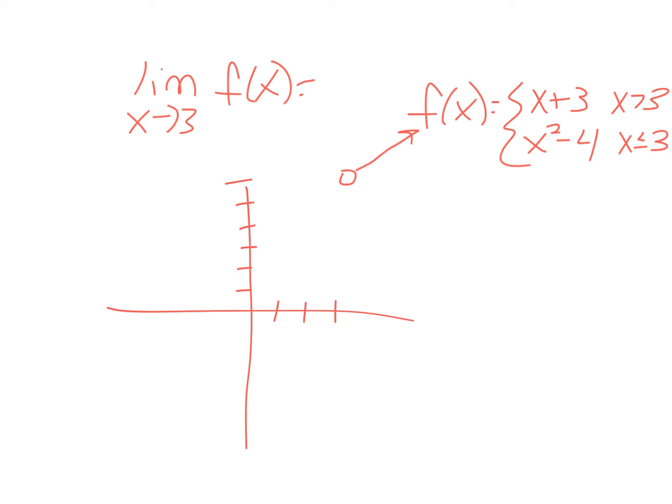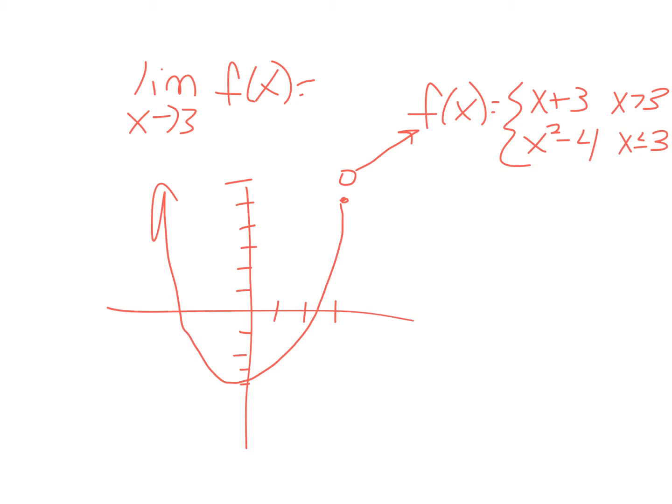And then for x squared minus 4, the original graph of x squared minus 4 would look something like this, right? But we're only doing it from 3 over. So at 3, the output's 5, and then it's going to keep coming down, looking like that. Now, as we come from the left, what's it getting closer and closer to? It's getting closer and closer to 5. And then coming from the right, it's getting closer and closer to 6.